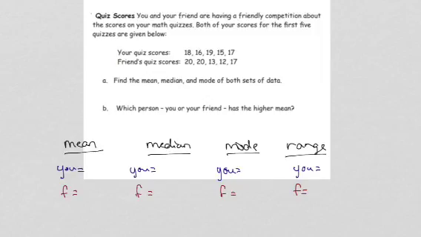All right, so let's look at an example. It says quiz scores. You and your friend are having a friendly competition about the scores on your math quizzes. Both of your scores for the first 5 quizzes are given below, so we have your scores and your friend's scores. We're going to find the mean, median, and mode, plus the range, of both sets of data. And then which person, you or your friend, has the higher mean.